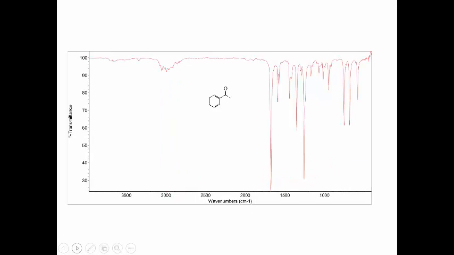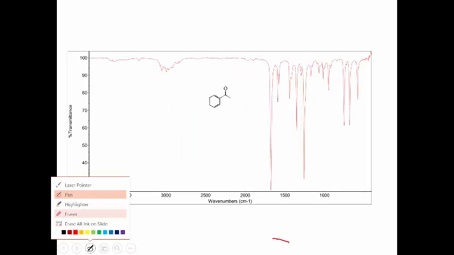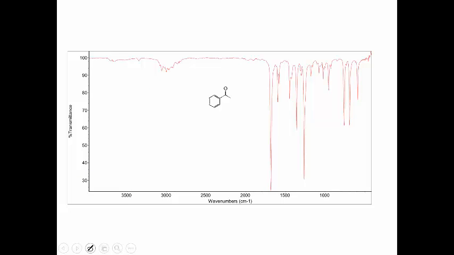Here's another ketone that looks completely different. Once again, this carbonyl here is the most predominant, most intense peak in the spectrum. That's the carbon-oxygen double bond from a ketone. But rather than 1710, when we look at the peak printout, we get 1680 reciprocal centimeters. And that's simply because this ketone is conjugated.